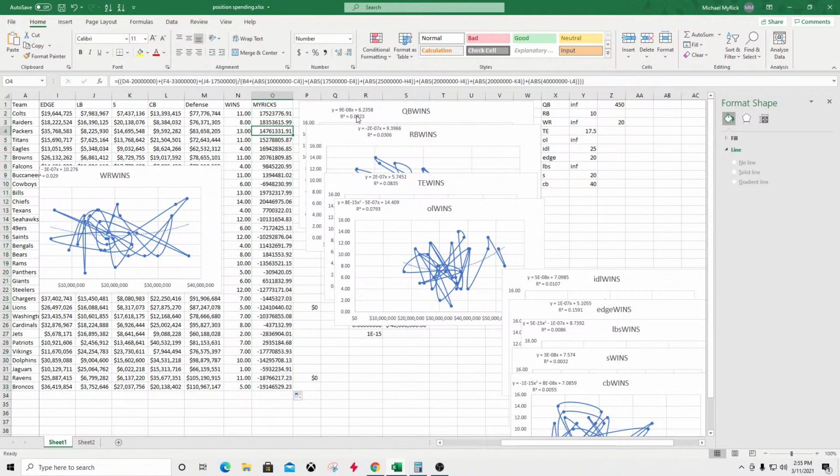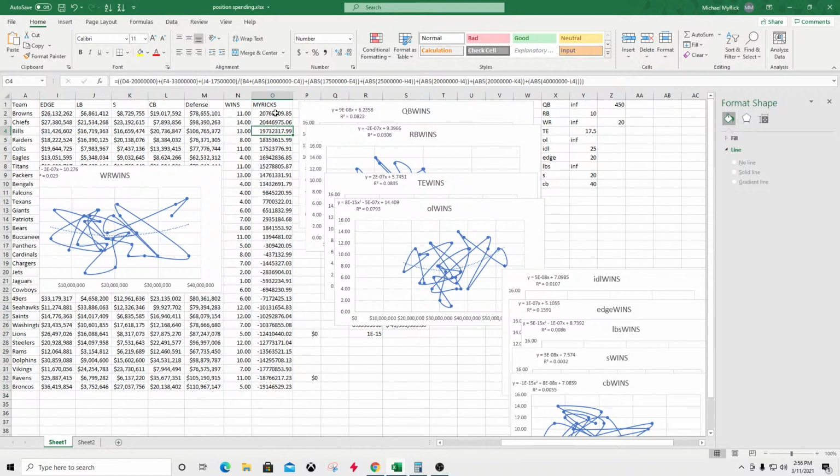Okay, so, and then we have to ask ourselves, is 20 million a legit number? Can you spend 20 million on receivers? And I say you could easily spend 20 million on receivers. Yes.